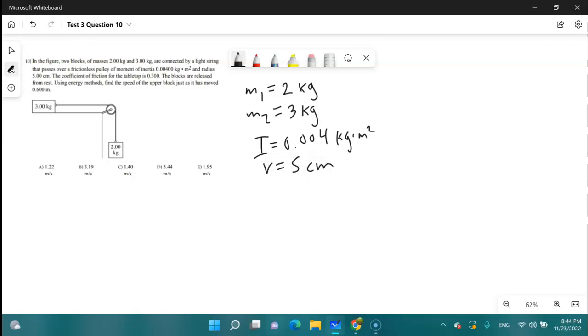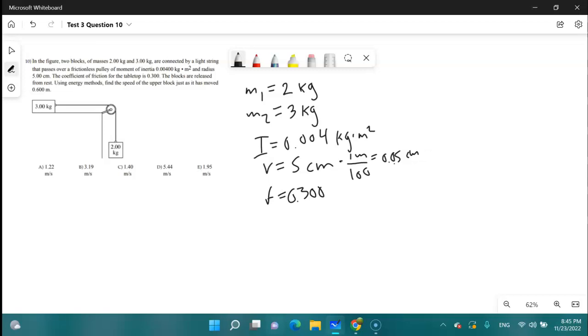So let's just convert this to meters. 0.05 meters. And then the coefficient of friction for the tabletop is 0.300. And then the blocks are released from rest.